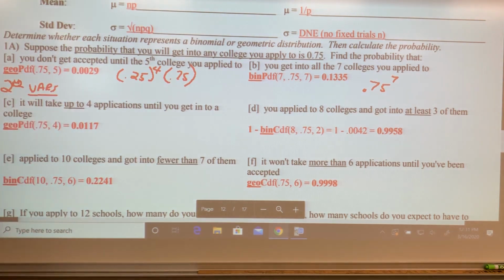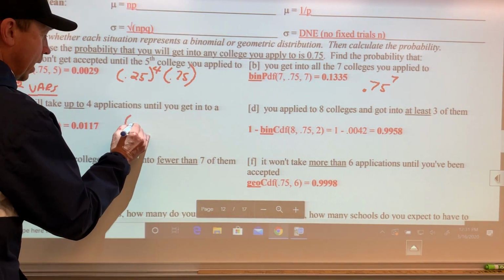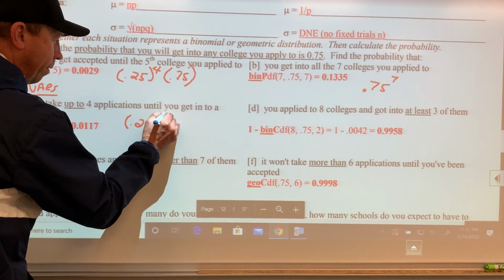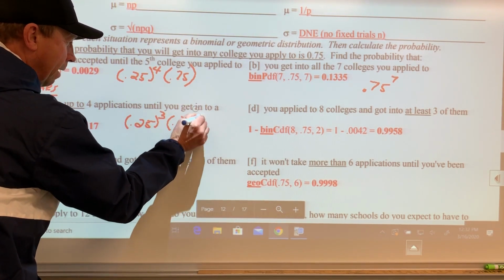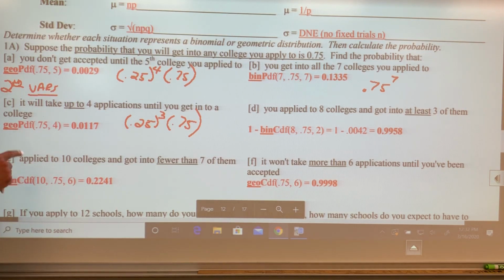Okay, C. Say it will take up to 4 applications until I get into college. What are the chances that you're going to get in on the 4th try? Again, on the 4th try, that's going to be 0.25 to the 3rd times 0.75. Or it's going to be this on your calculator.